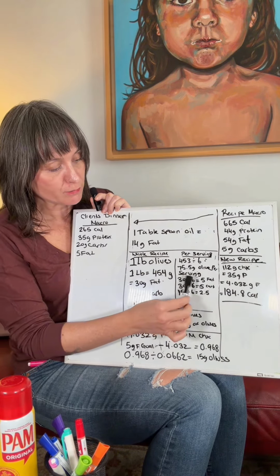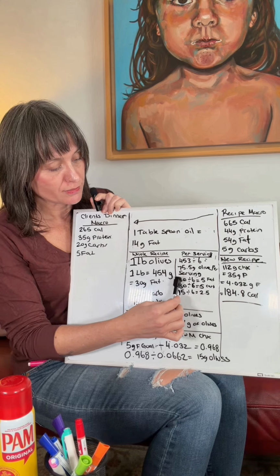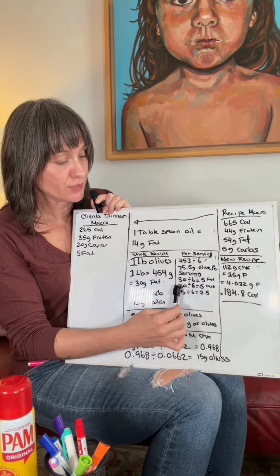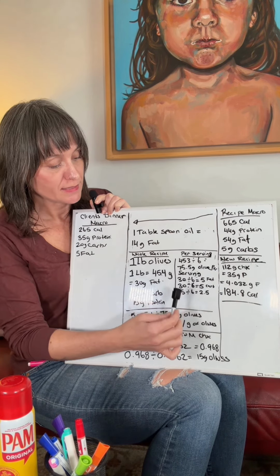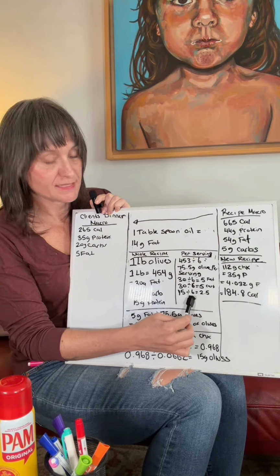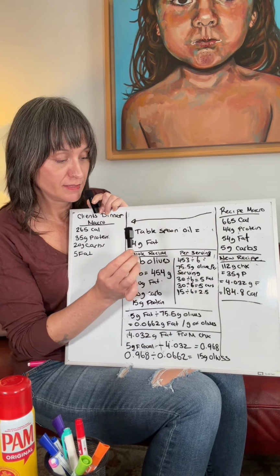Now, we're going to break all of the macros down. So 30 divided by 6 equals 5 grams of fat. 30 divided by 6 equals 5 grams of carbs. And 15 divided by 6 equals 2.5 grams of protein.